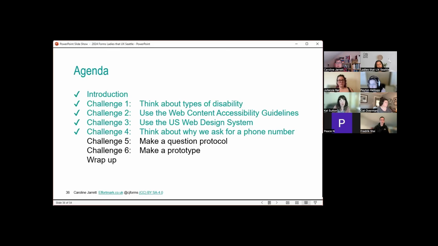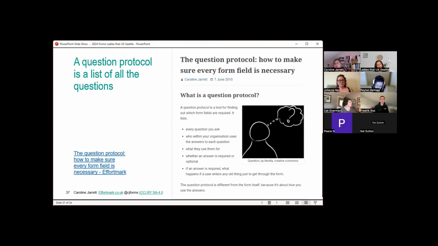And when we think about those different purposes, one of the things I urge people to do these days is to make a question protocol. So we just sat and brainstormed it, which is a perfectly reasonable thing to do. But a question protocol is something I suggest to people, to organizations, as a more formal way of doing that, of actually looking at the questions in your form or in your service and say, why are you asking it?